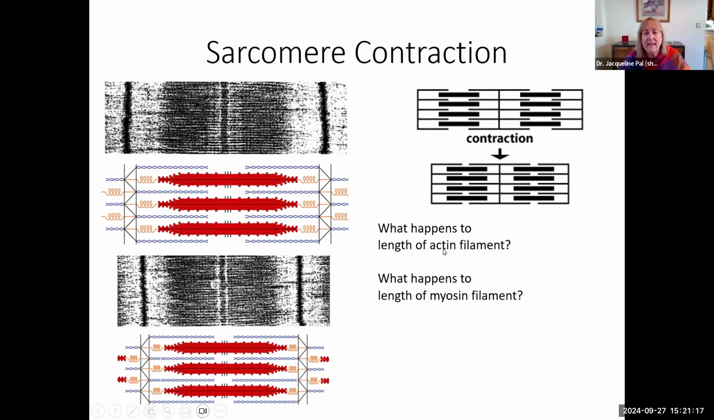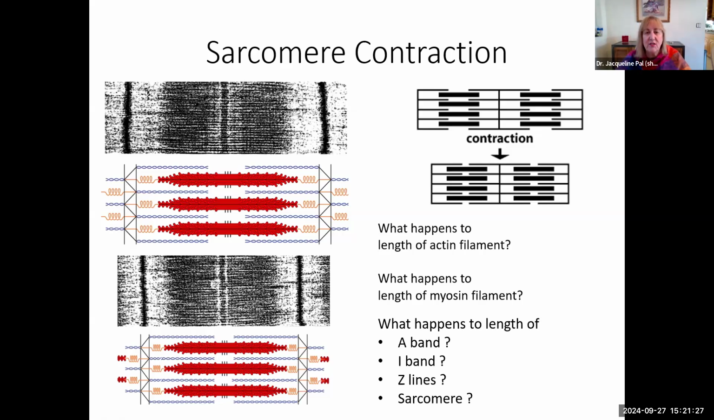After contraction, what has happened to the length of the actin filament and what has happened to the length of the myosin filament? Answer those 2 questions first, and then answer what happened to the length of the A band, what happened to the length of the I band, what happened to the Z lines, and what happened to the sarcomere. And I'll give you a word bank, and these are the only choices for your answers. Did it shorten? Did it lengthen? Did it stay the same? Did it get closer? Did it get further apart? Please do not Google, do not look up, do not use any other answers.